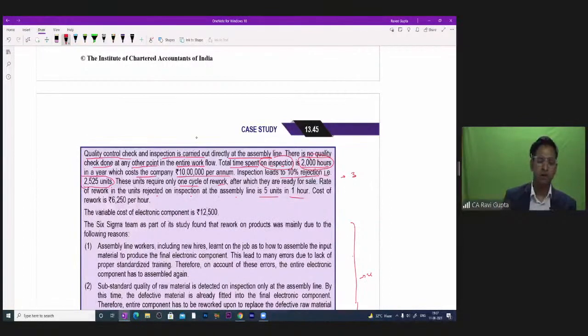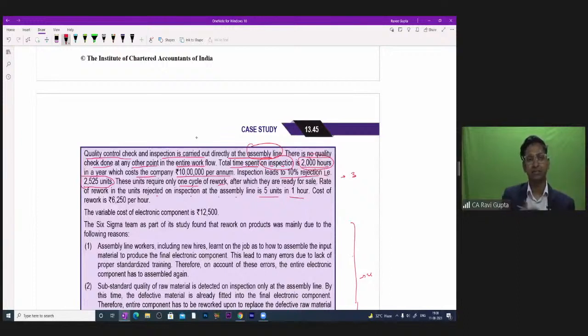So what conclusion do we get from the third paragraph? In the third paragraph, we find that the quality control checks and inspection are carried out only at the assembly line, not during the production or before the production. Only at the assembly line. So this is a really very late process. They have to inspect 2000 hours. The total cost they spent on inspection is 10 lakh rupees.